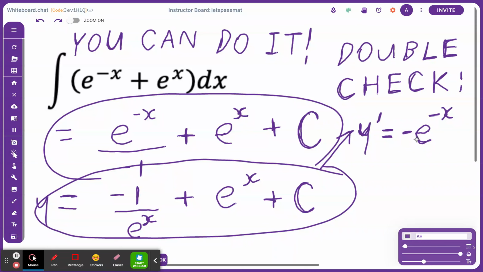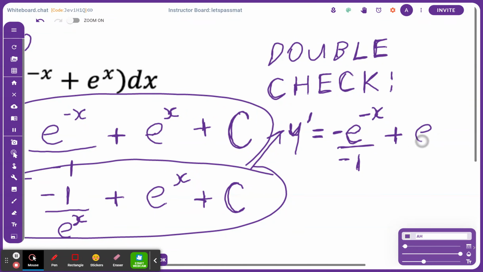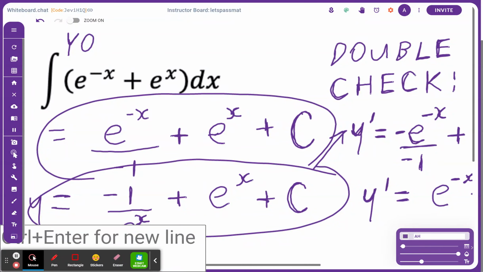Don't forget you're dividing it by negative 1. And let's move this a little bit over for you. Plus e to the power of x, which is basically the derivative of e to the x. When you differentiate a constant, that is going to give you 0. And if you clean this up, as expected, this will give you e to the power of negative x plus e to the power of x back, which is exactly the question we started with. So this is how you know for sure you're doing it right. I hope this makes sense.